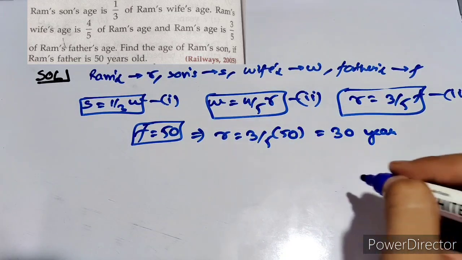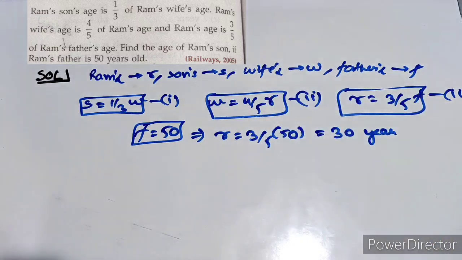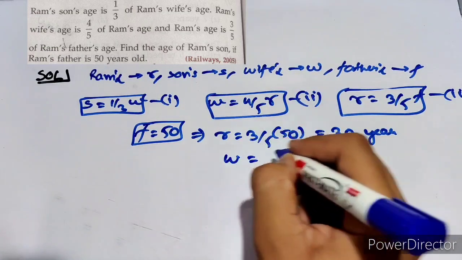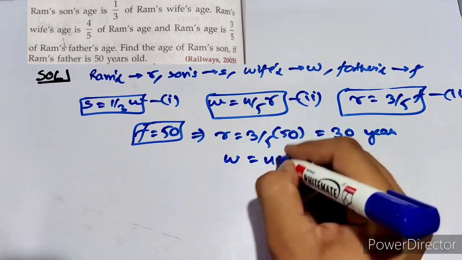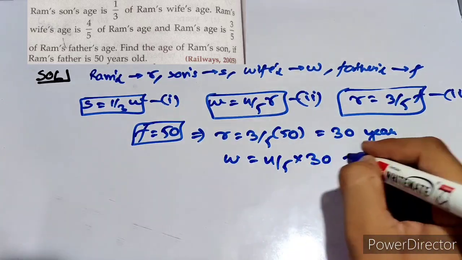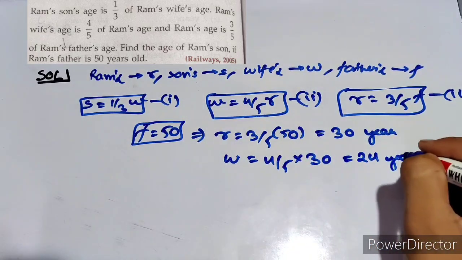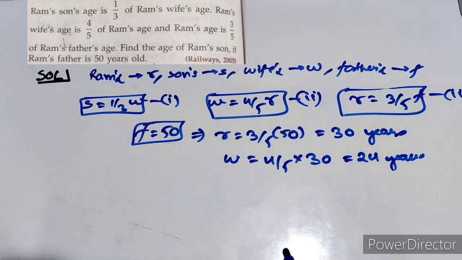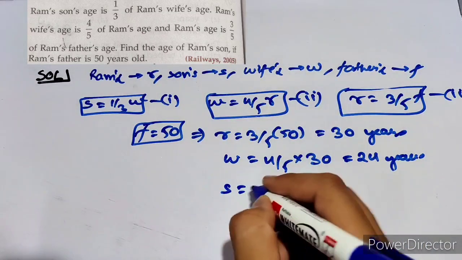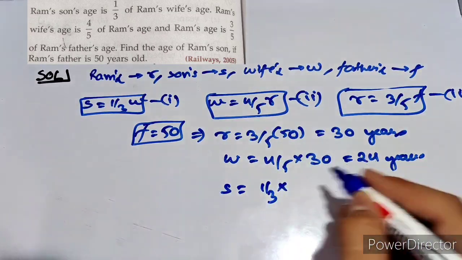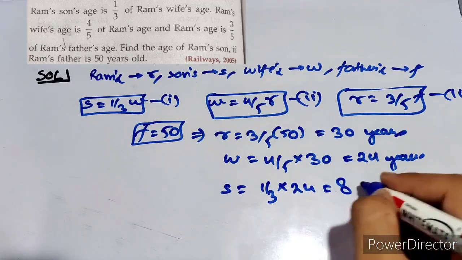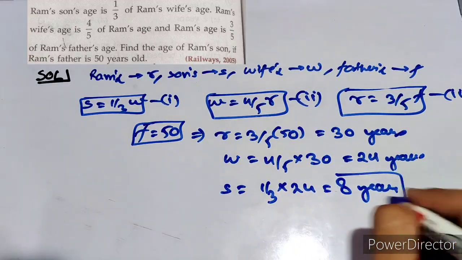Now it's very simple. We can put it in equation number 2. This will give us w equals, means his wife's age equals 4/5 of 30. It will be 24 years. And finally we will get his son's age, 8 years. So this is the answer.